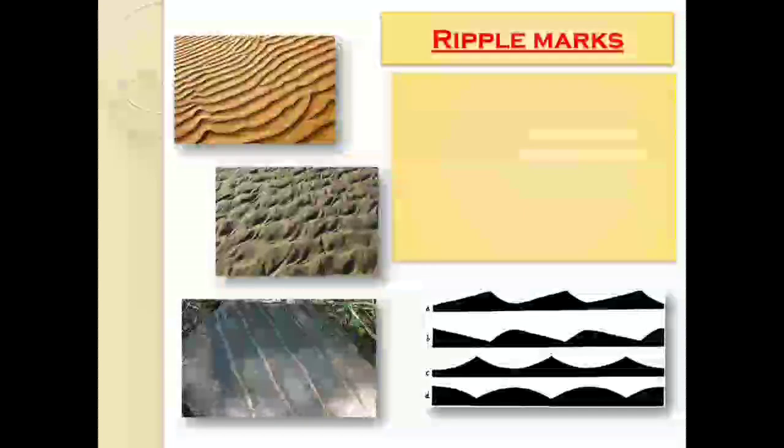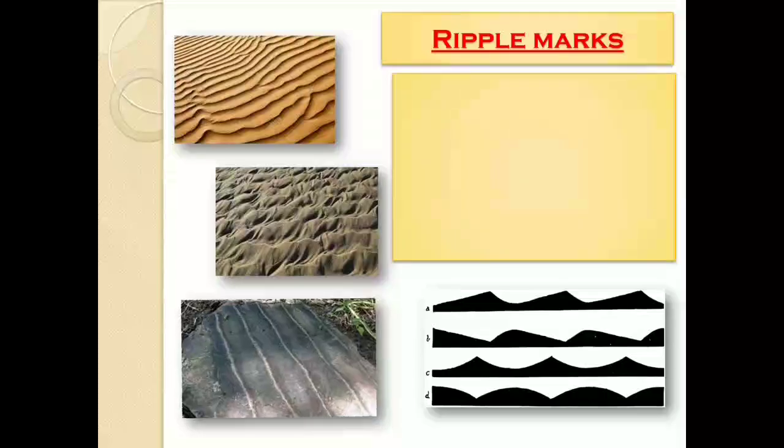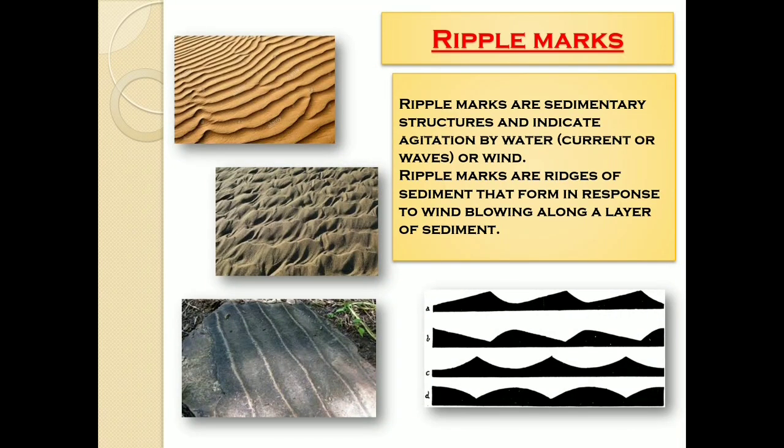Ripple marks. See the picture of ripple marks. This is a diagram. Ripple marks are sedimentary structures and indicate agitation by water. So you can say current or waves or wind. Ripple marks are ridges of sediment that form in response to wind blowing along a layer of sediment.